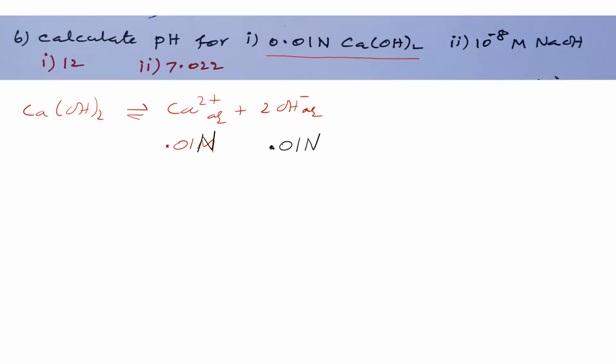Don't multiply this by 2, because normality is given. When normality is given, don't consider that 2 times is there and multiply by 2. We should not consider it. Why?